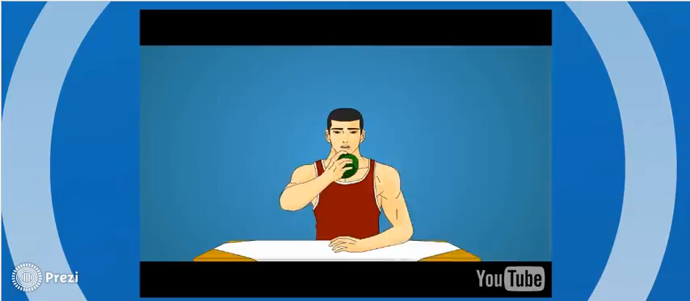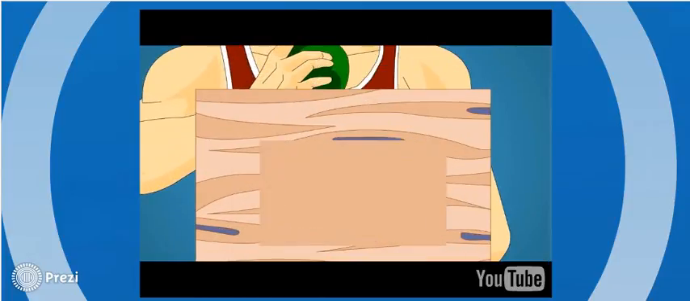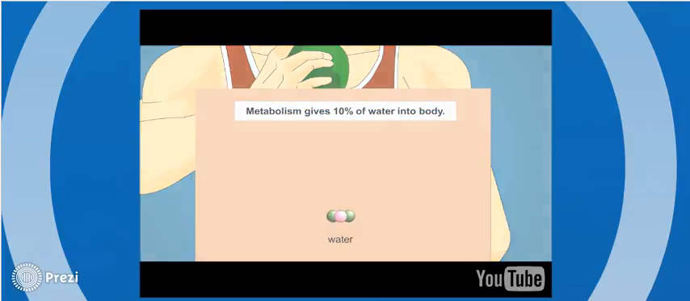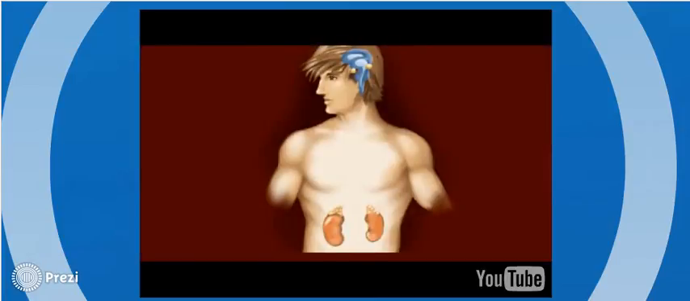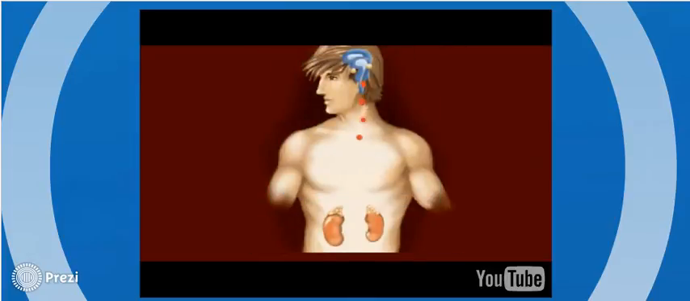Although food does not carry as much water as beverages, it can carry 30% of water to the body, or around 700 milliliters. Metabolism produces 10% of water in the body, or around 200 milliliters. When the body lacks fluid, a receptor in the hypothalamus sends an impulse to the posterior pituitary gland to release the antidiuretic hormone. Antidiuretic hormone, which enters the kidney, gives the information to the glomerulus to absorb more water.